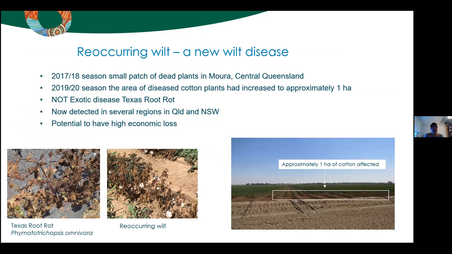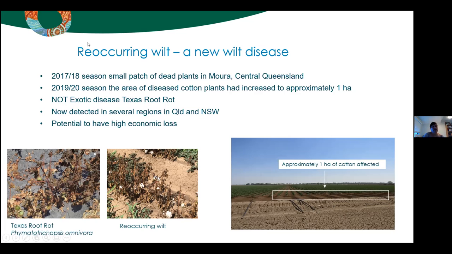The last disease I'd like to talk about is this new disease that we have in cotton called reoccurring wilt. We first came to know about an issue in 2017-18. This was just a small patch in this field. So this photo here is a field up in central Queensland in Moura.